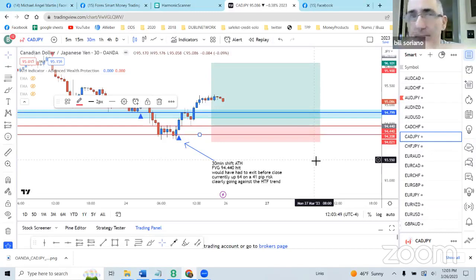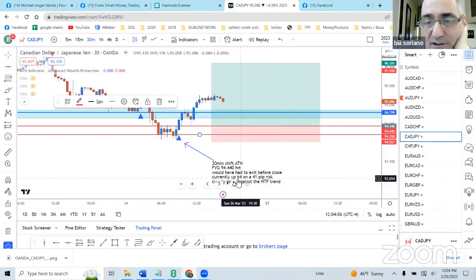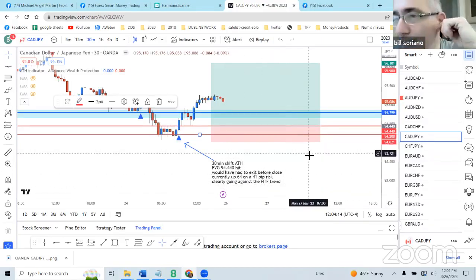5 p.m. Eastern time. Based on time zone, I believe it's 5 p.m. Eastern time right now, because we did change daylight savings time just recently, and I think the European Union did as well. So we would have had to exit this before close. It's currently up 64 pips on a 41 pip risk. Like I said, this was clearly going against the higher time frame trend, but because Manny had the chart marked up for us, it was okay to take the trade.